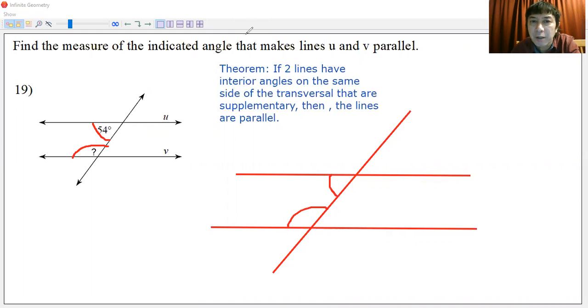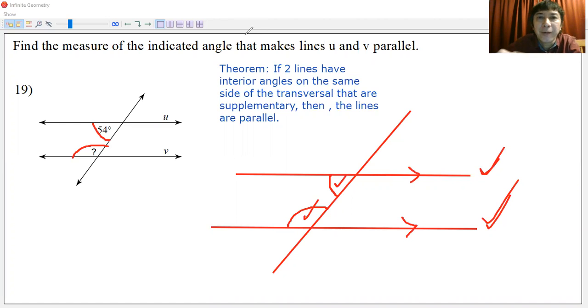The two lines have interior angles on the same side of the transversal that are supplementary, meaning this plus this equates to 180 degrees. Then the lines, these two, are parallel. So these two lines can only be parallel if the sum of those two equates to 180 degrees. When you add those two interior angles on one side of the transversal, it must be 180 so that the lines are parallel.